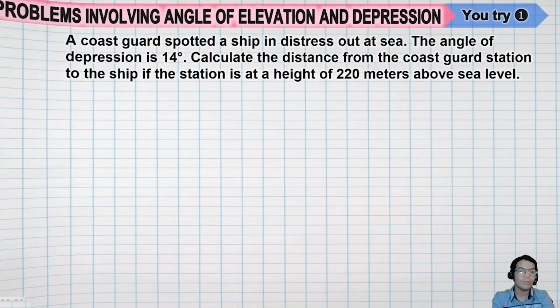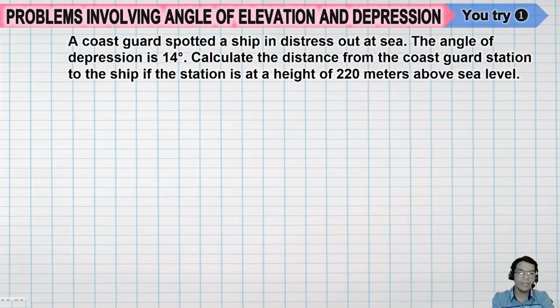Okay. So para ma-practice natin yan, let's have another example. Supposedly, you try to, pero try muna natin. On this given problem, it says that a coast guard spotted a ship in distress out at sea. The angle of depression is 14 degrees. Calculate the distance from the Coast Guard station to the ship if the station is at the height of 220 meters above the sea level.